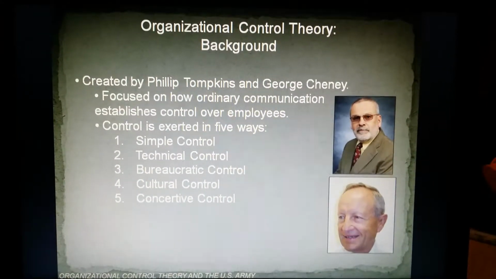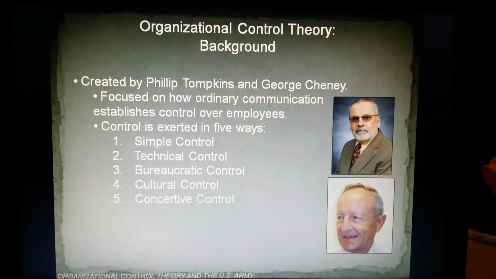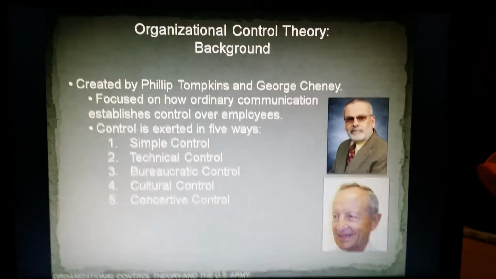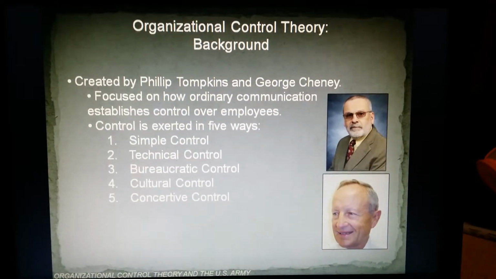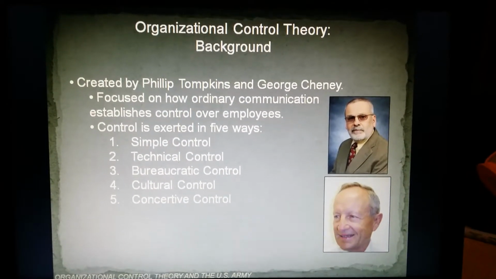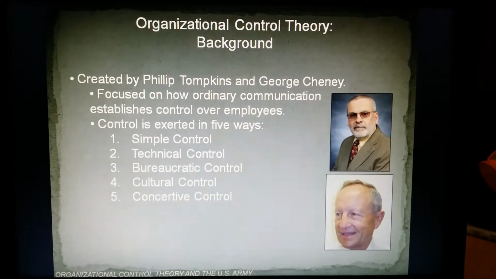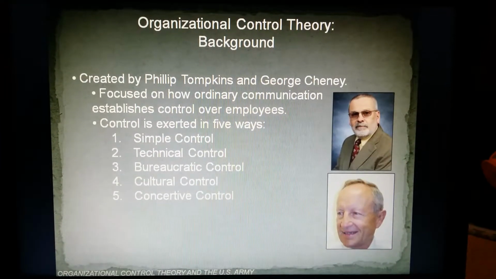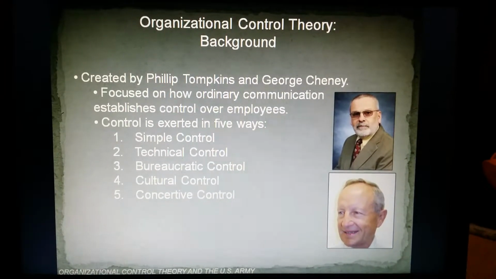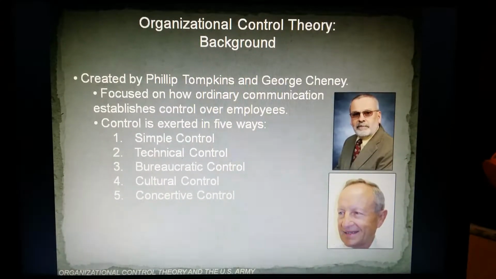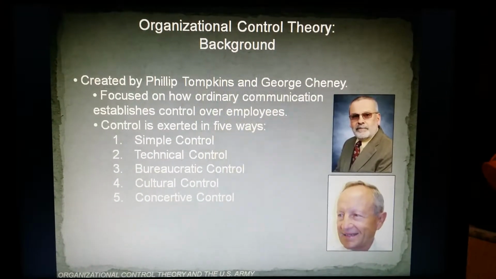The organizational control theory was created by communication researchers Philip Tompkins and George Chaney. Essentially, the theory focuses on how managers, leaders, and supervisors use communication to exert control over their organization. Control is exerted using one or more of the following 5 strategies: simple control, technical control, bureaucratic control, cultural control, and cultural control's not so distant cousin, concerted control. We'll discuss these further in a later slide.